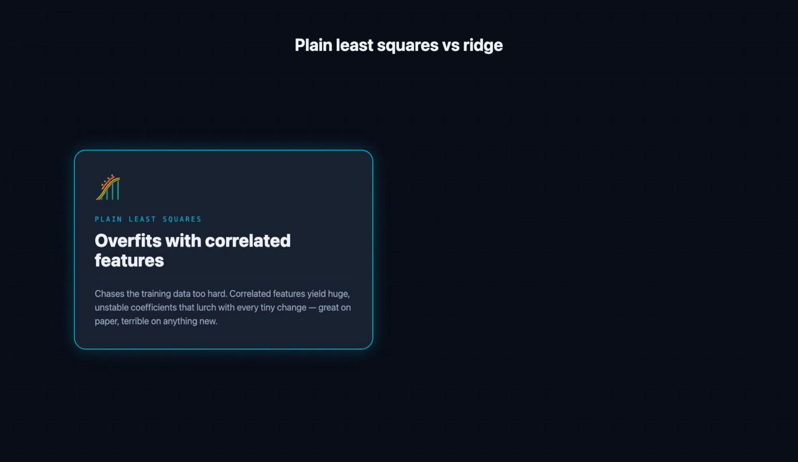So what exactly does that extra term buy you? Here's the contrast side by side. Plain least squares chases the training data as closely as it possibly can. Give it correlated features, and it overfits, handing back huge coefficients that fight each other and lurch around every time the data shifts a little. The fit looks great on paper and generalizes terribly to anything new.